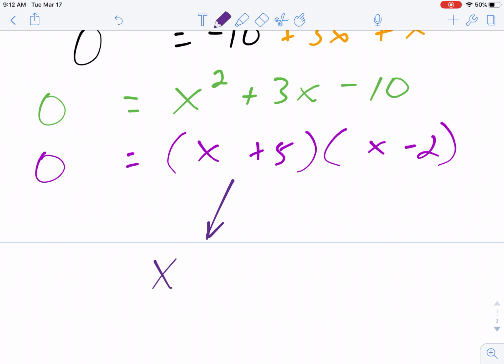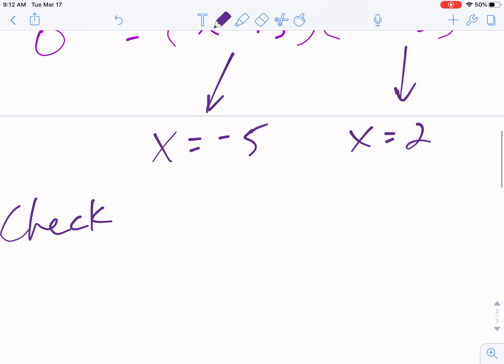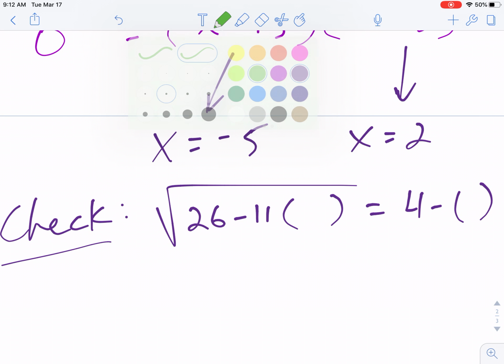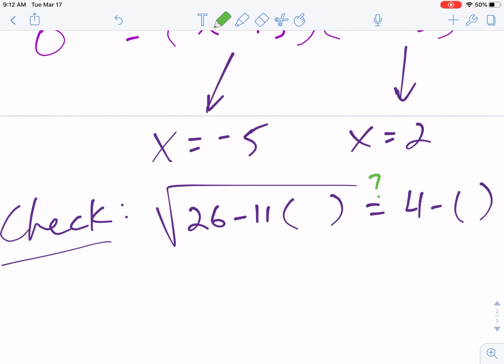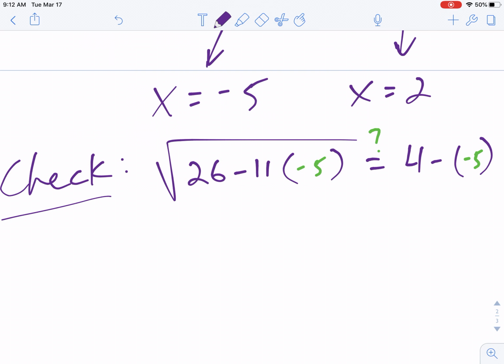So you get 2 solutions on this one, and yes, you have to check both of them. This is the annoying part to these problems, is the fact that you do have to check them. So in the original one, we had 26 minus 11x equals 4 minus x. So the question is, if we put a negative 5 in here, does it work? Sometimes you go through these problems and one of the answers just doesn't work.